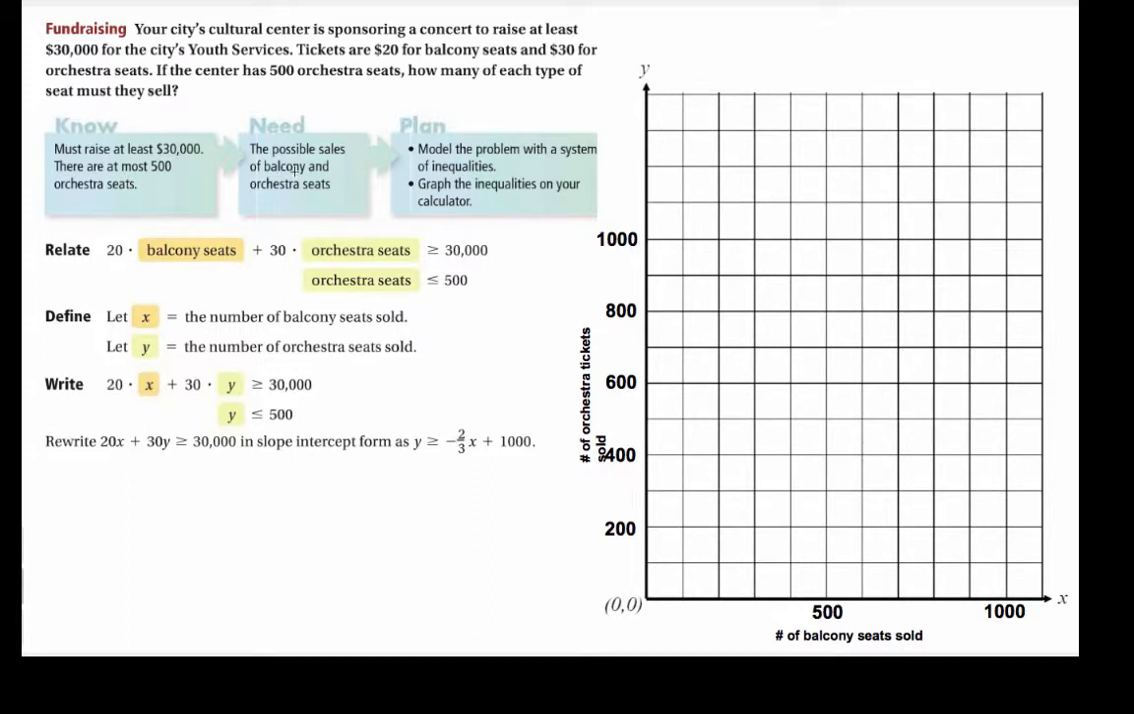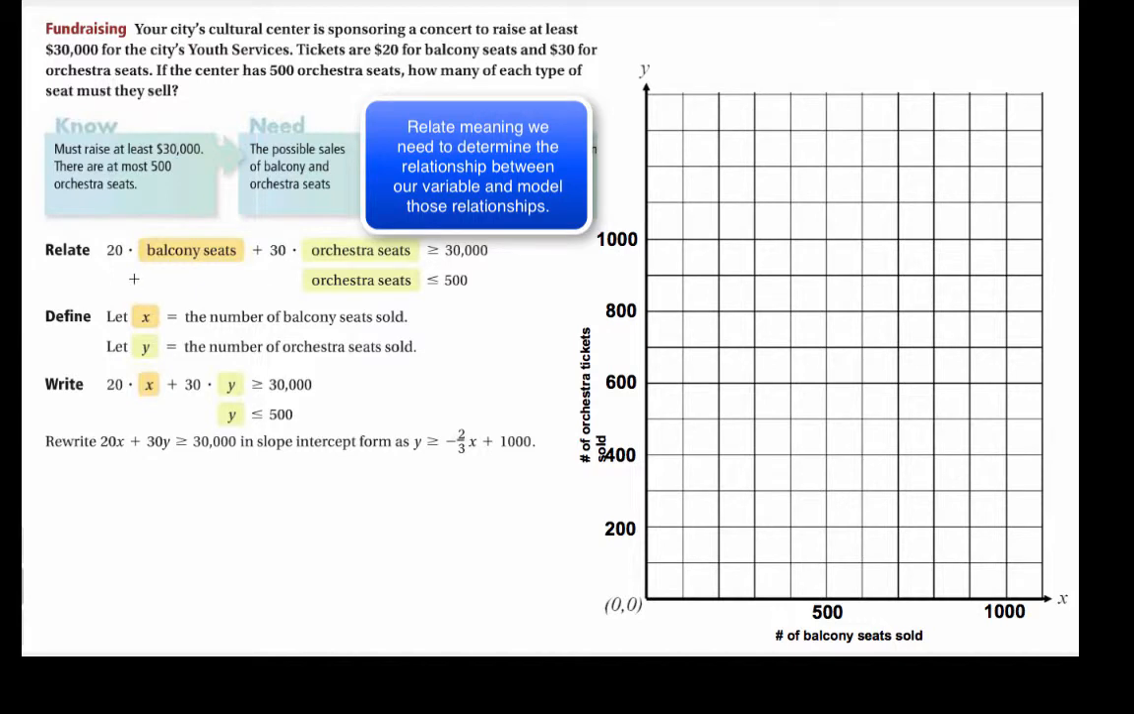We need the possible sales of balcony and orchestra seats. And our plan is we want to model the problem with a system of inequalities. So for both situations here, raising at least $30,000, we need an inequality. The fact that there are at most 500 orchestra seats, we need an inequality for that as well. Okay, so we're going to graph our inequalities on our calculator. I'm actually going to do it by hand, but it's not too awful. So relate, meaning we need an equation or an inequality for both situations.